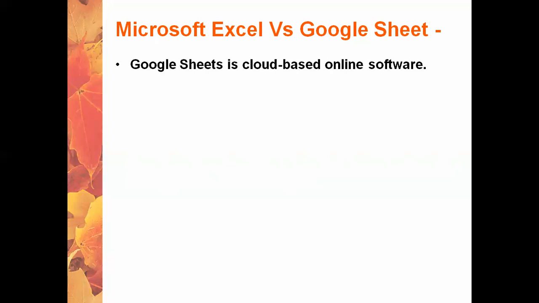Google Sheet is cloud-based online software, whereas Excel is a desktop program that resides on your laptop or computer. You cannot take Microsoft Excel sheet with you. It will be only available on that computer where it is stored. But Google Sheet is available over the internet. Wherever you go, it will be there.